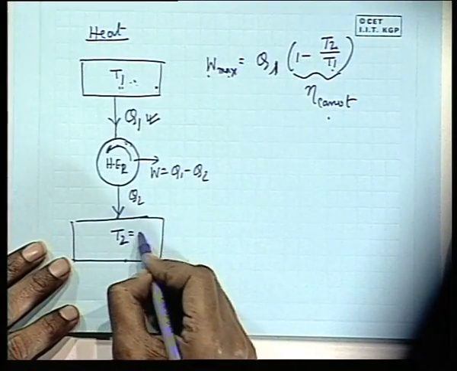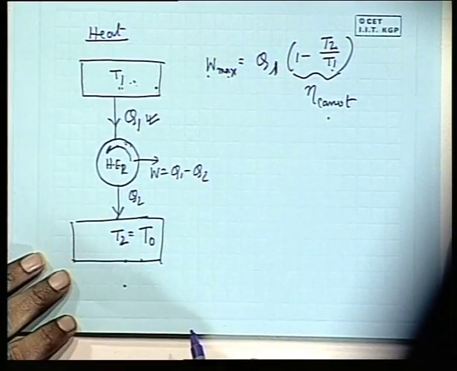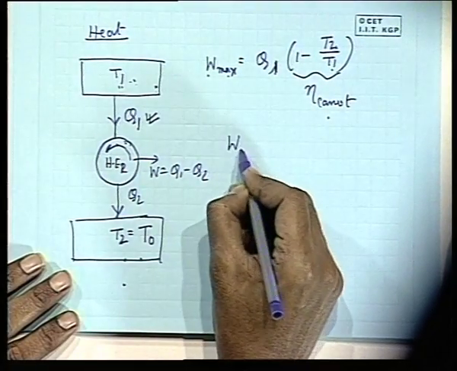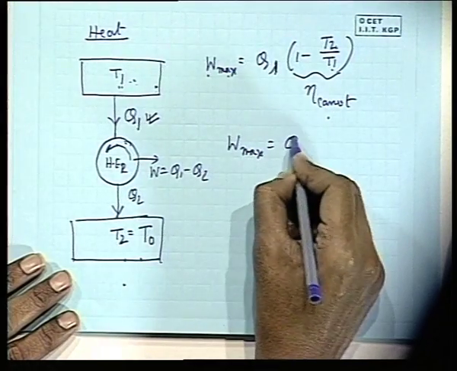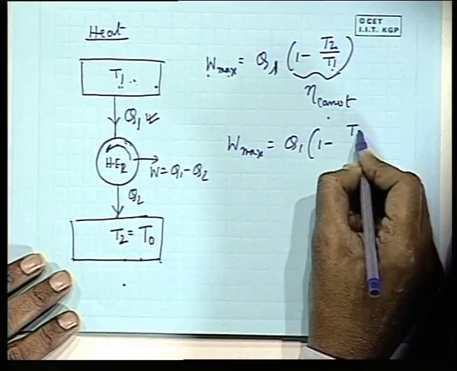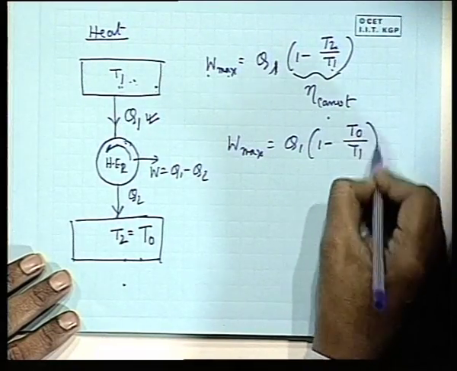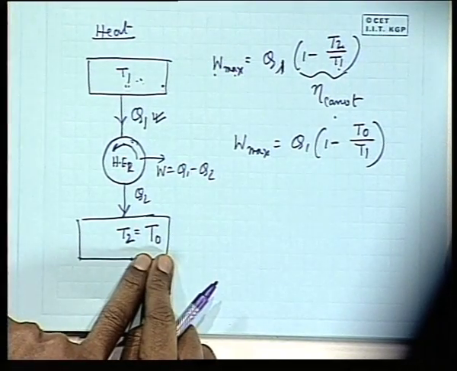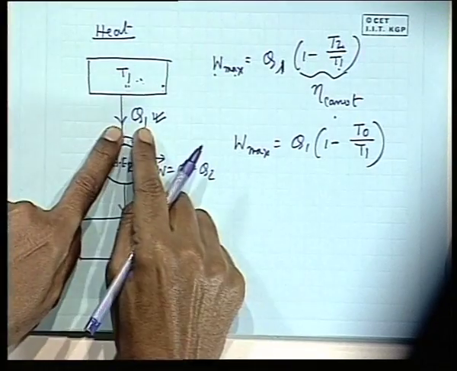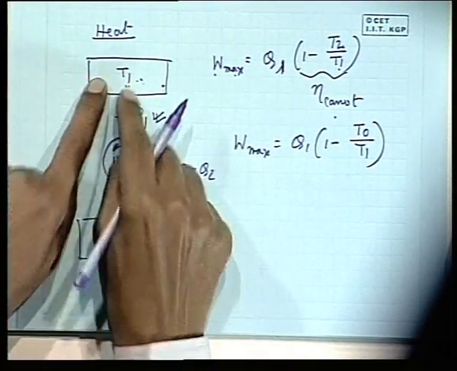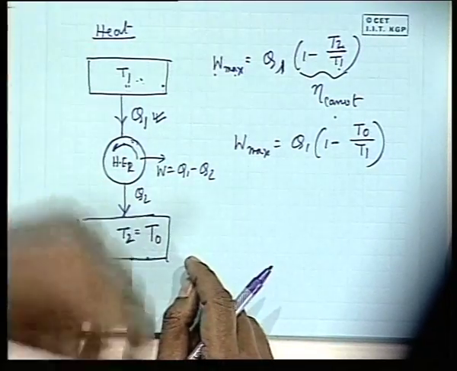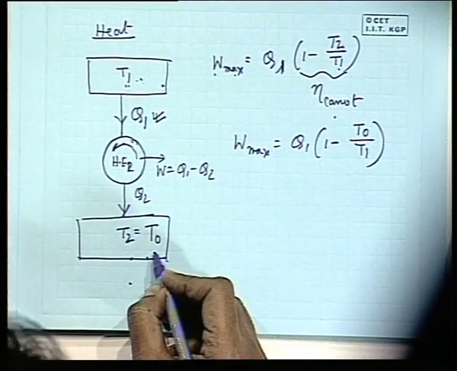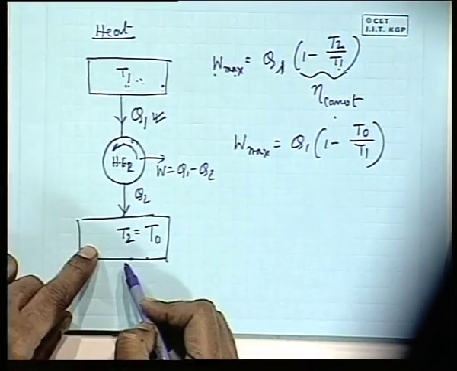What is the minimum T2 possible without any other effort? That is the ambient temperature. Very good. It is commonly symbolized as T0. So the maximum work is Q1 into 1 minus T0 by T1. Therefore, you see the surrounding comes into the picture. So, for the same amount of heat Q1 at T1, the availability here will be much less than the availability very close to the poles, because there T0 is very low. So the ambient comes into the picture in this simple example.